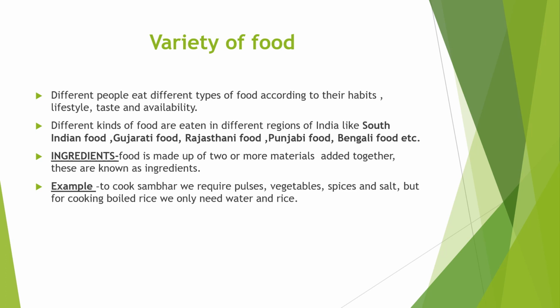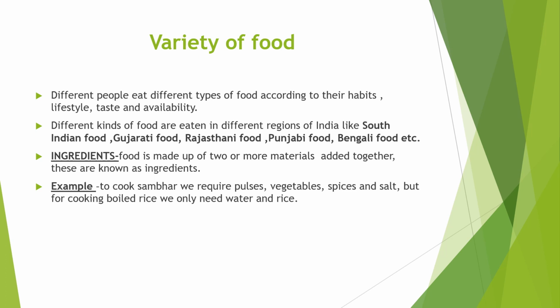Now, observe your mother while she cooks food for you. For example, let's suppose your mother is cooking kheer or pudding in the kitchen. She will need certain things to cook kheer. What are they? Milk, rice, sugar, and dry fruits. So all these items which are required to make a particular dish, a particular food item, are known as ingredients.